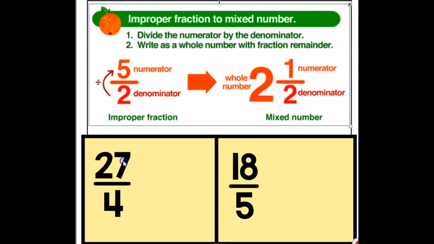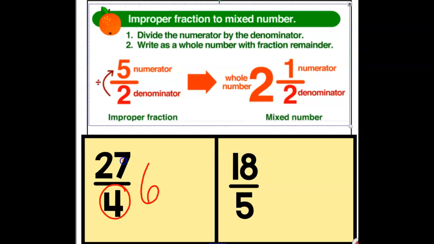Okay, I'm going to try this one. Now I've got 27 1/4, but I want to group them into groups of 4. So I'm going to count by 4s until I get as close to 27 as I can without going over. 4, 8, 12, 16, 20, 24, 28 is too much, so I need to stop at 6.